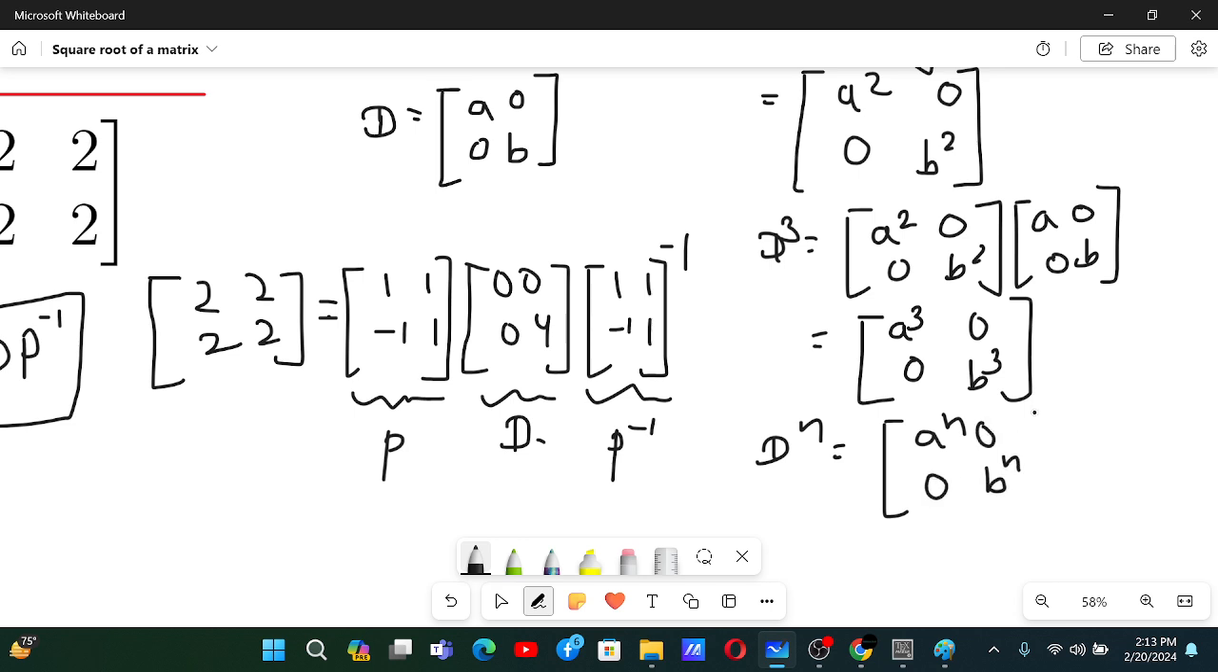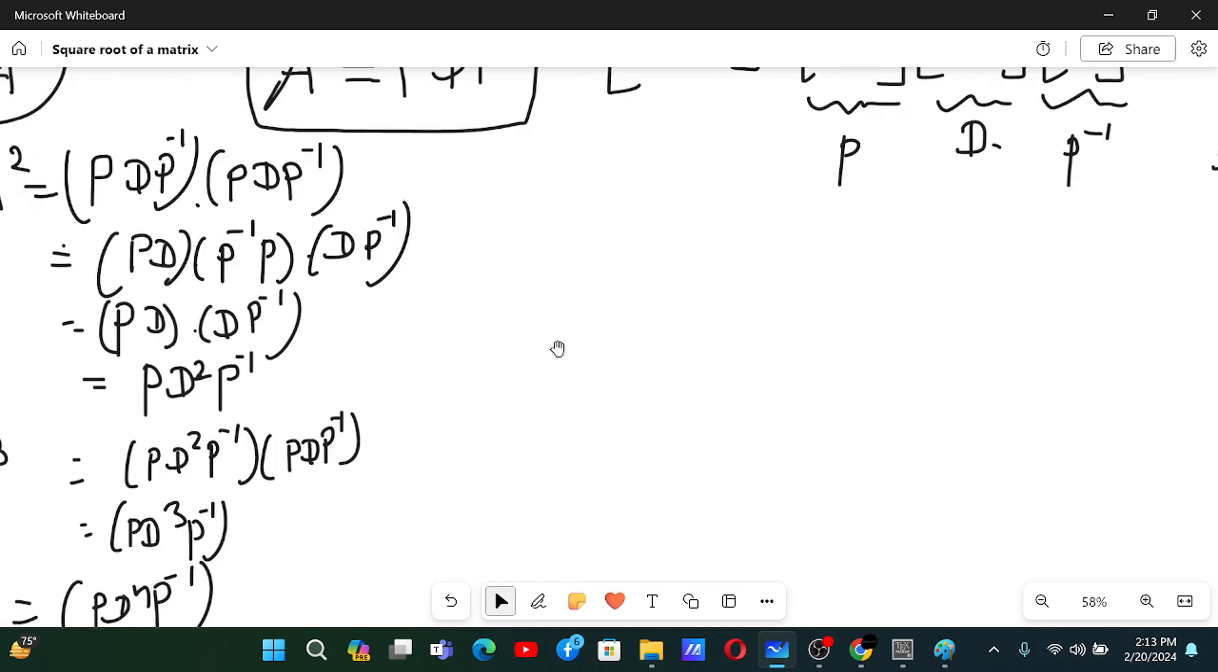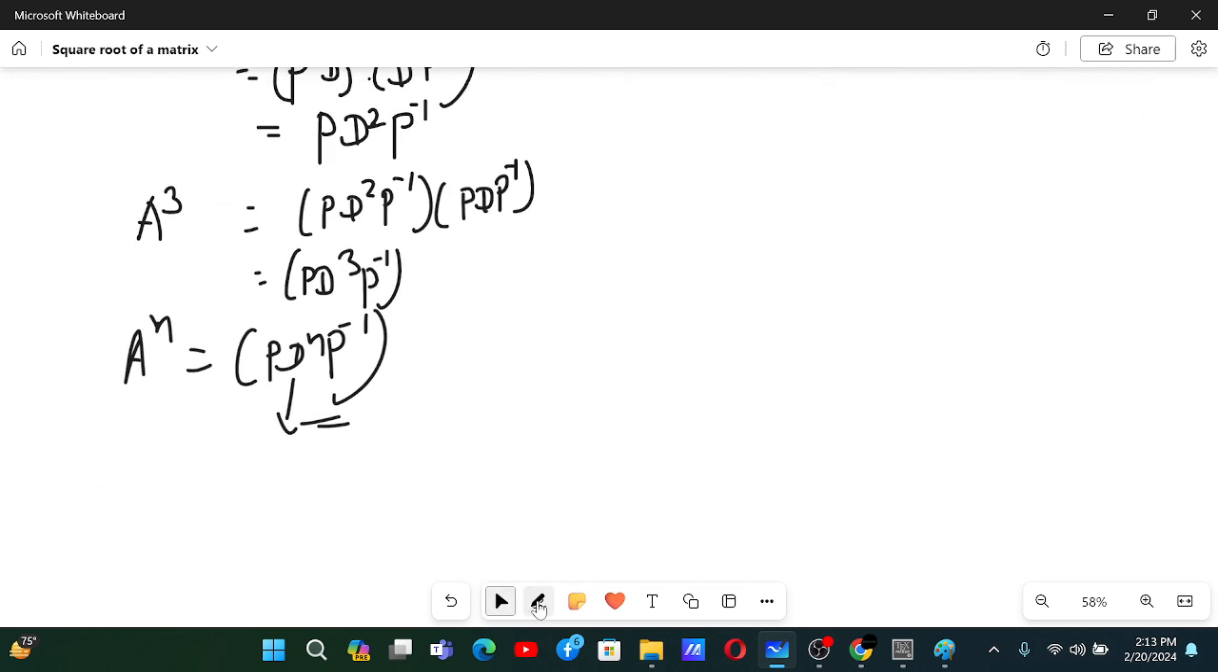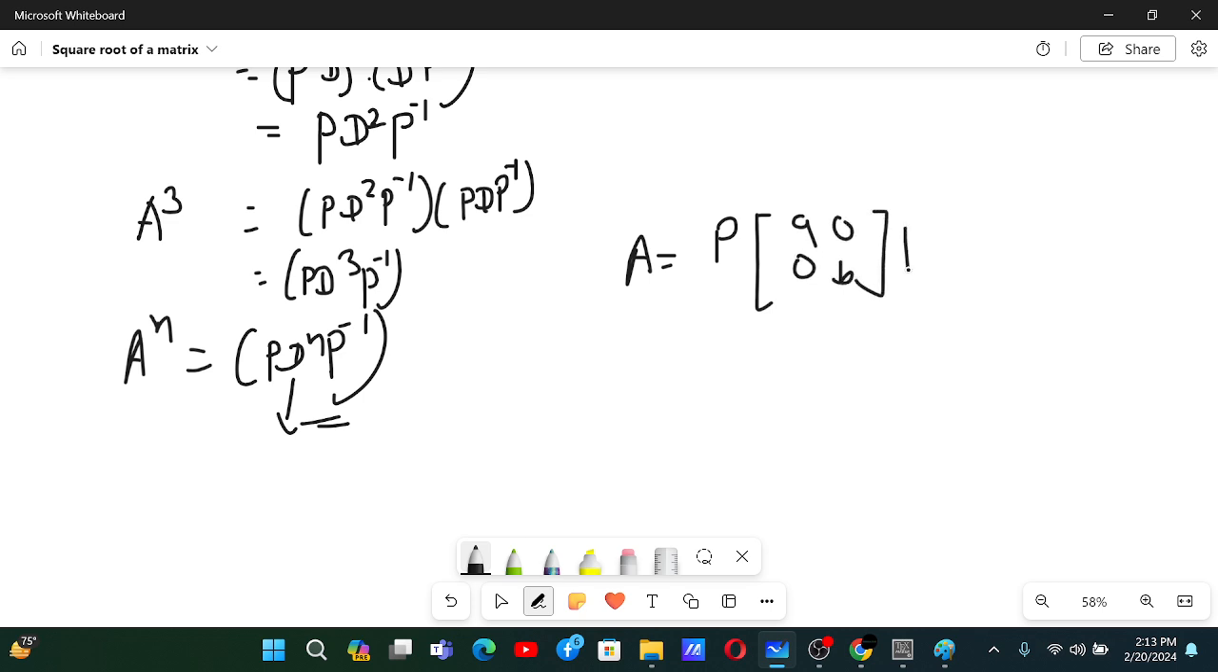So that's why, if we write A as P times a diagonal matrix [a, 0; 0, b] times P inverse, and we want to find A to the power n, we can just do P times [a to the power n, 0; 0, b to the power n] times P inverse.